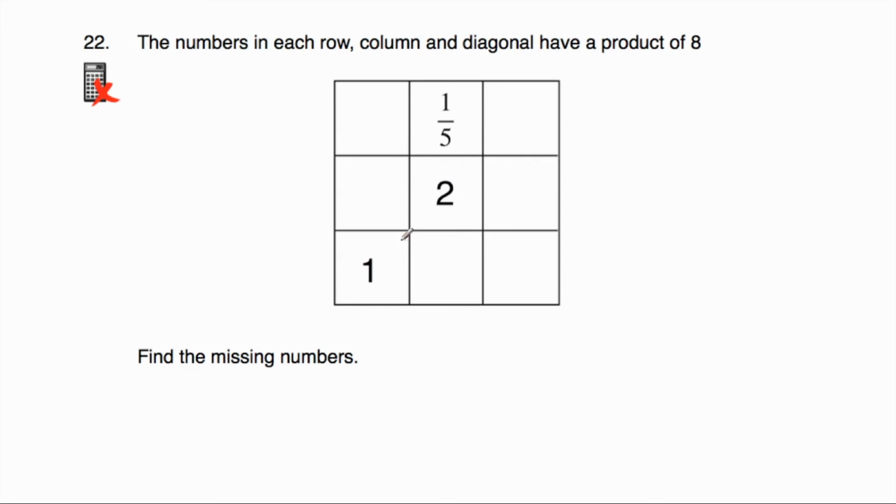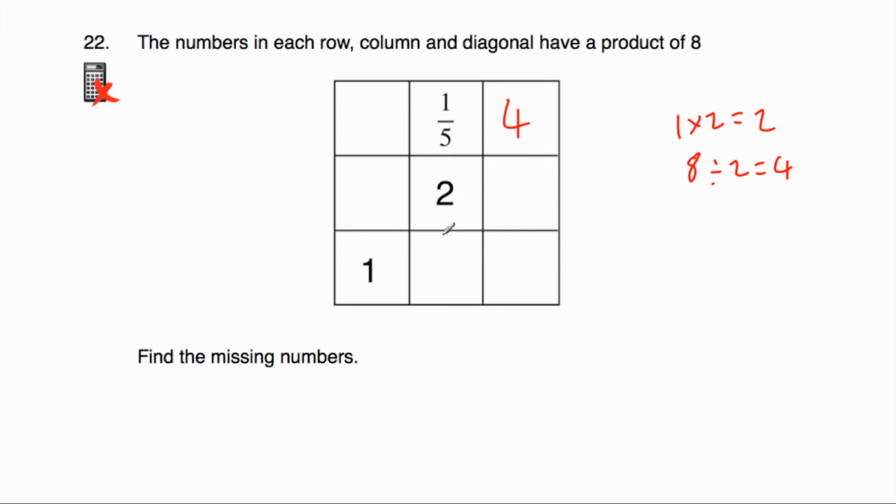So I can actually look at this. We've got 1, 2 and blank, and we've got a fifth, 2 and blank. So 1 times 2 times this number will have to be equal to 8. 1 times 2 is equal to 2, and 8 divided by 2 is equal to 4. So this number must be 4, because 4 times 2 is 8, times 1 is 8. So that's equal to 4 in this box.